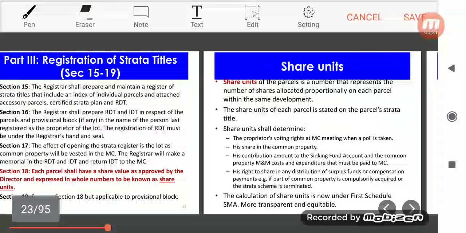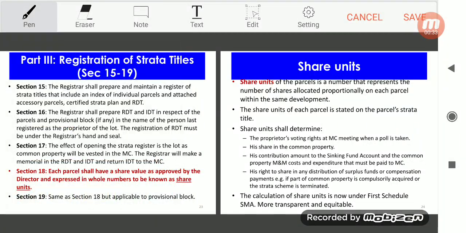So registration is under Part 3 of the Strata Titles Act. It's covered under sections 15 to 19. Okay, section 15 is all about preparing and maintaining the register. So if you can imagine, for each strata development, a register will be opened for that particular strata development. So what is in the register?